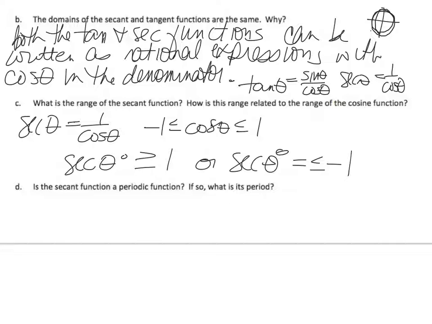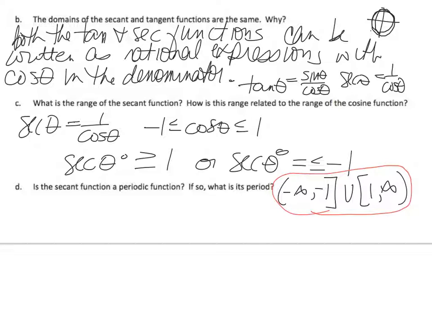So the range of secant theta can go anywhere from negative infinity to negative 1, union with 1 to infinity. So that right there would be our range. Our domain is on the previous page. The range of cosine is right here.